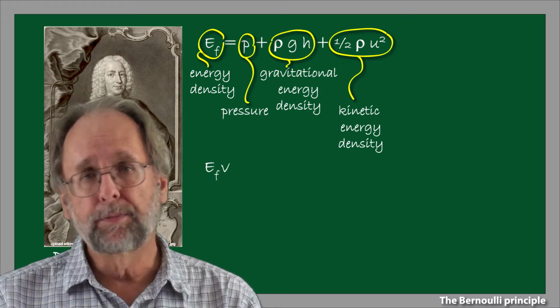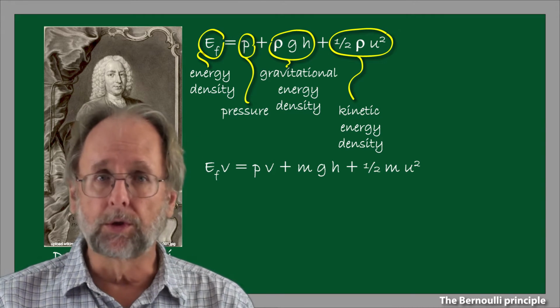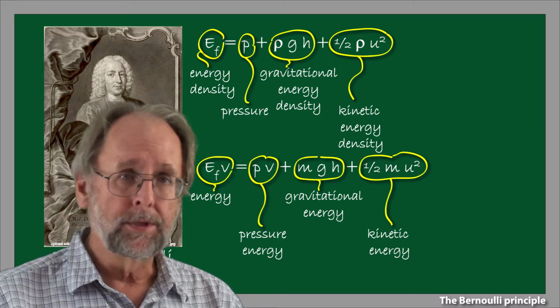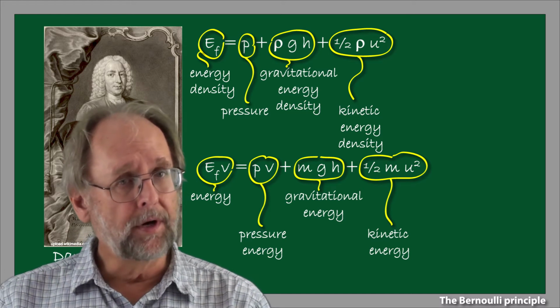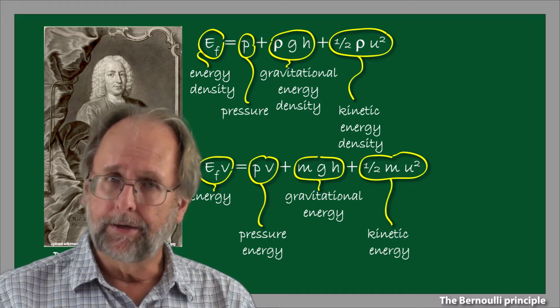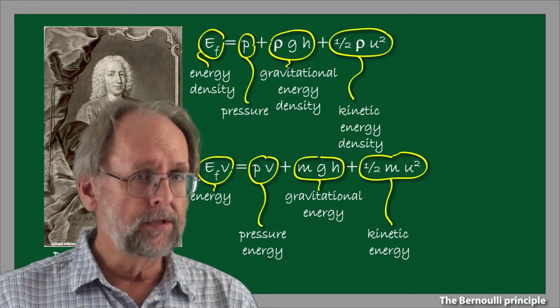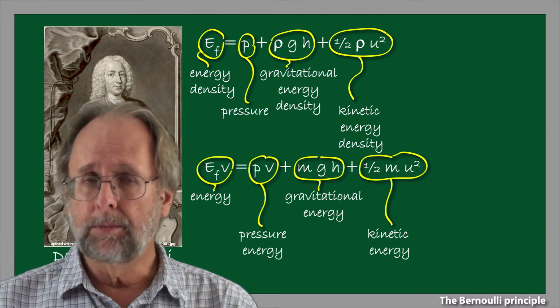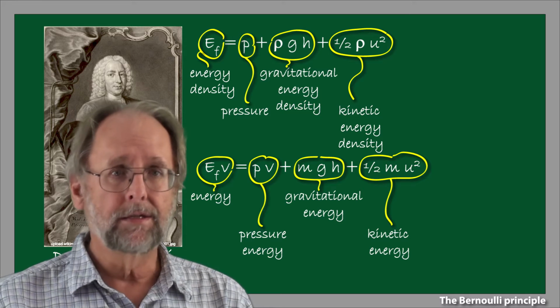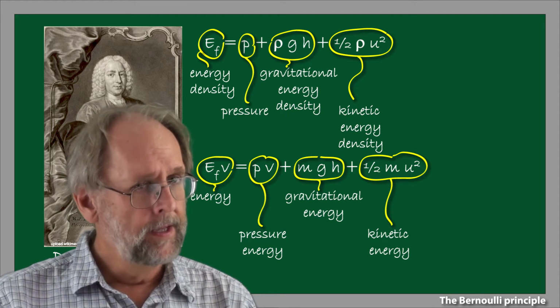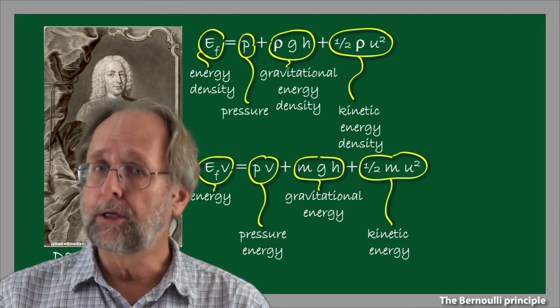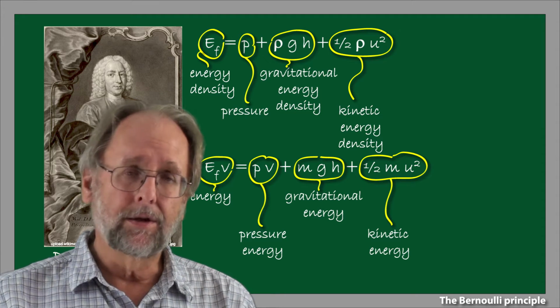We can also express Bernoulli's law in units simply of joules by multiplying all the terms by the volume of a particular parcel of fluid. Here, the density terms in the gravitational energy and kinetic energy components are simply converted to the mass of the fluid parcel. Either form of Bernoulli's law expresses the same basic idea, though.